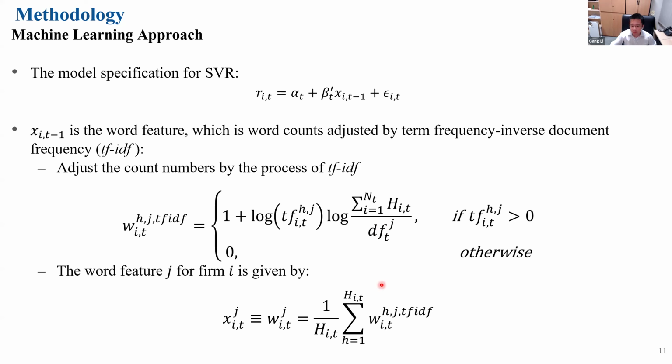Unlike the lexicon-based approach, in the machine learning approach, we input all the features, namely all the words in the document, to the model, and we use the SVR to obtain the coefficients estimated for alpha and beta. Then we give the model a new document and construct a fitted value based on the estimated coefficients. The algorithm will automatically decide which words are more important and which words have negative or positive effects.